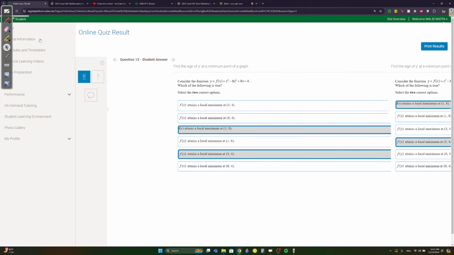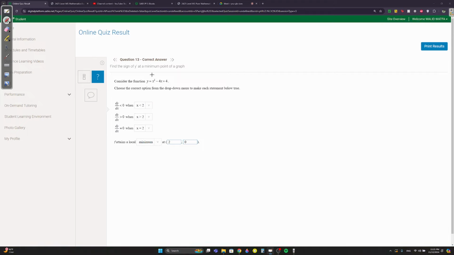Question 13. Okay, consider the function. dy over dx is less than 0 when what? Greater than 0 when what? Equals 0 when what? Okay. x squared minus 4x plus 4. When is it less than 0? Okay. x squared minus 4x plus 4.